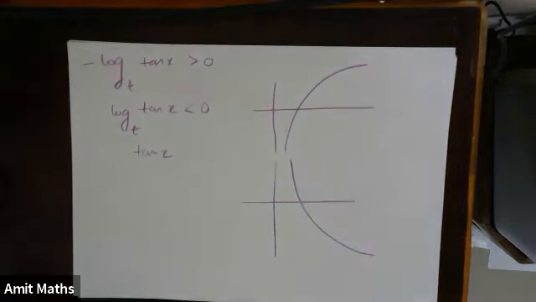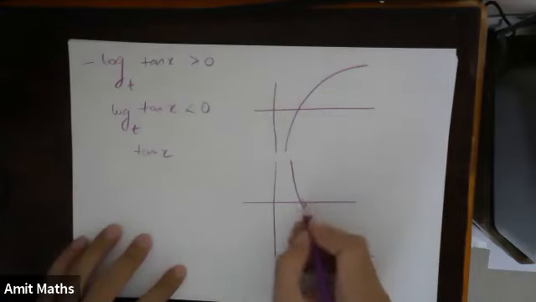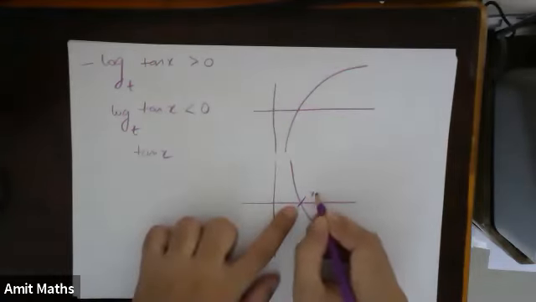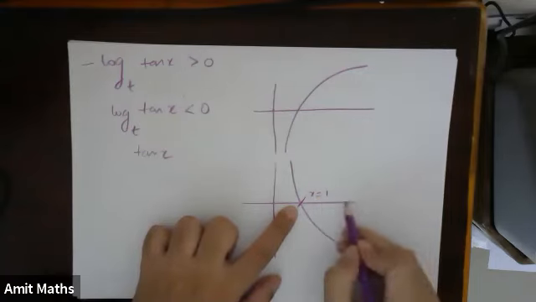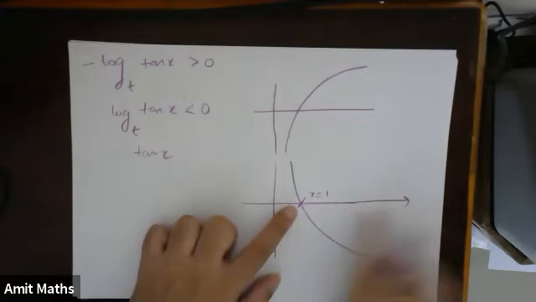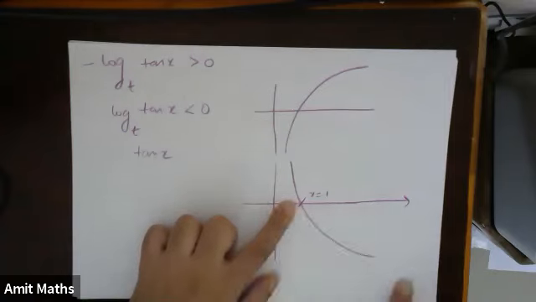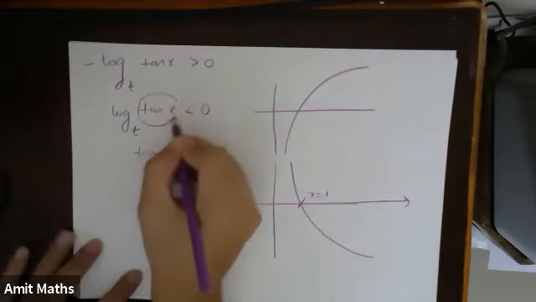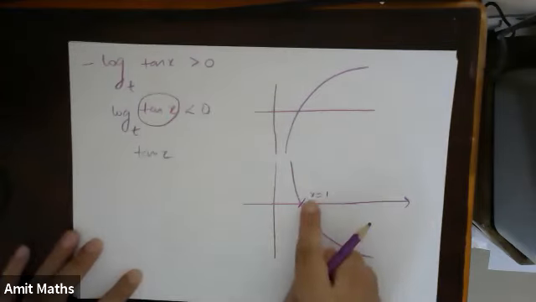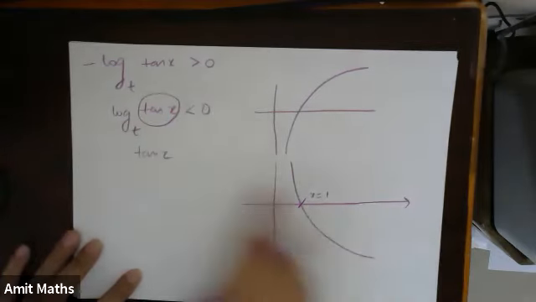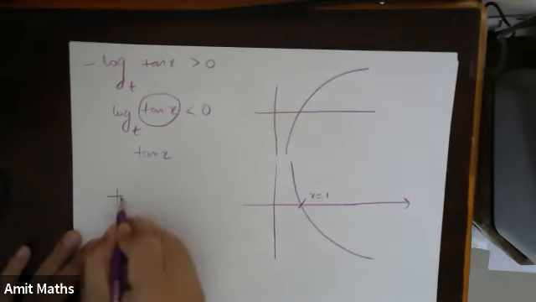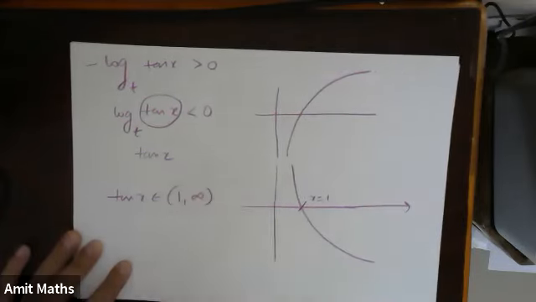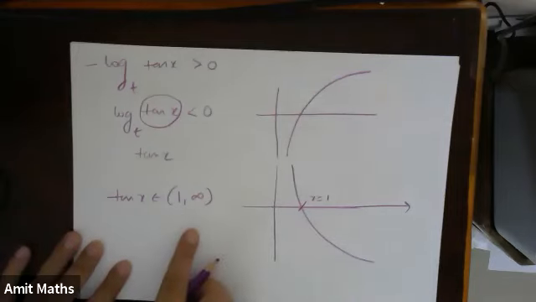So when this is less than 0, starting from x equals 1 till infinity, this is less than 0. That means tan of x should belong to 1 to infinity. Tan of x belongs to 1 to infinity.